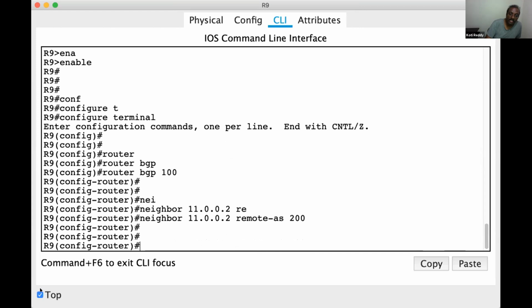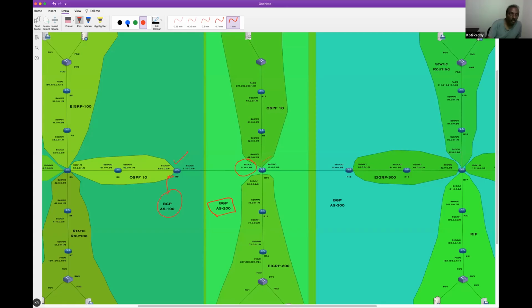So how do I do it on R10? I go to the R10 router. There I say router BGP 200. You belong to which AS? AS 200. And I say your neighbor is 11.0.0.1. The remote AS which it belongs to is 100. Right? That's how I do it on the R10 router. So let us go to the R10 router and configure BGP now.